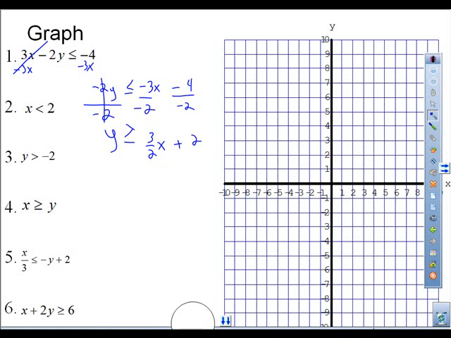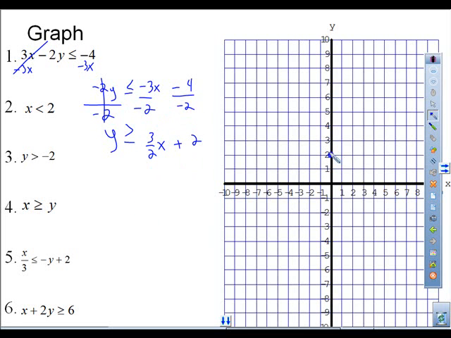Let me draw that a little bit better. Now you notice we flipped the inequality symbol around. Why did we flip it around? Because as you recall, if we divide both sides by a negative number, you have to flip the inequality symbol. Okay, so let's graph this now.